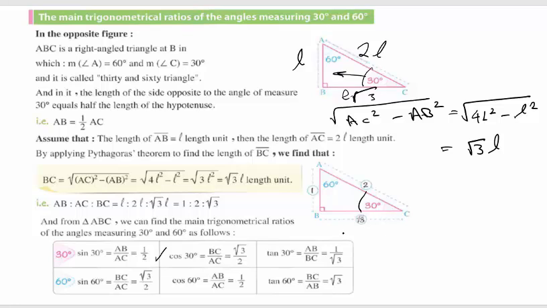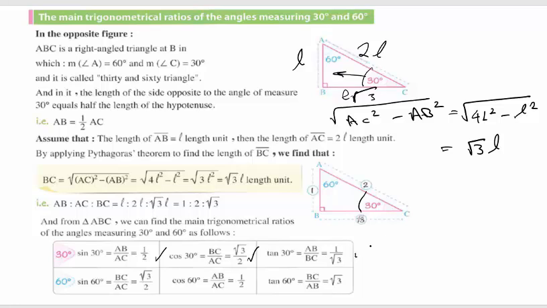To find cosine 30, it will be adjacent over hypotenuse, so it will be root 3 L over 2L, so it will be root 3 over 2. If you would like to find tan 30, it will be opposite over adjacent, so it will be L over L root 3, or 1 over root 3.